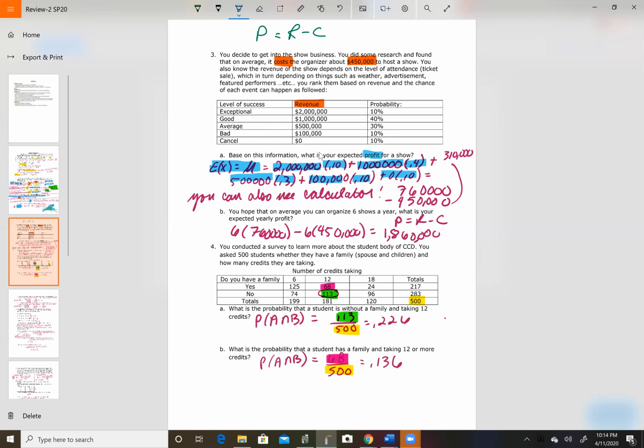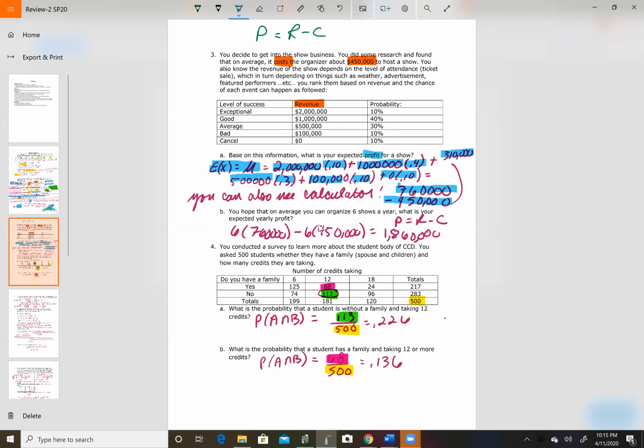So we find all of that, and if you use that formula, or if you just put it into the calculator like we did in the video before this, you would get your expected income, your expected value, to be 760,000. From that, we have to subtract the cost, 450. I highlighted it in the question above, 450,000, so that your expected profit would be $310,000.